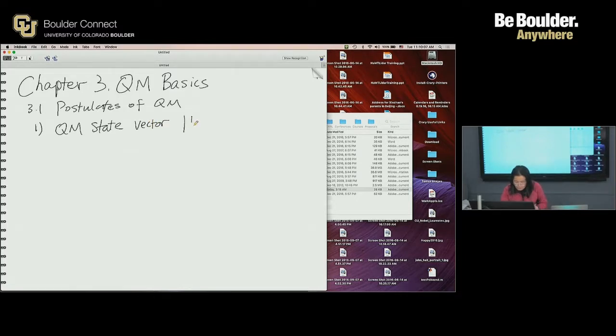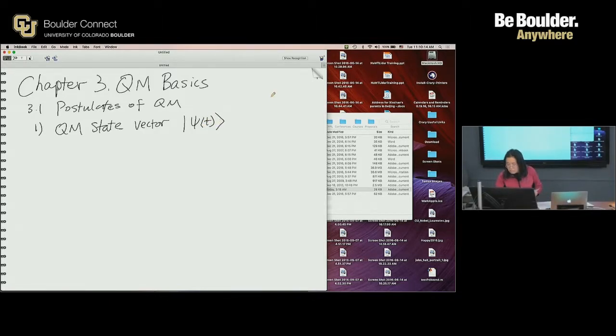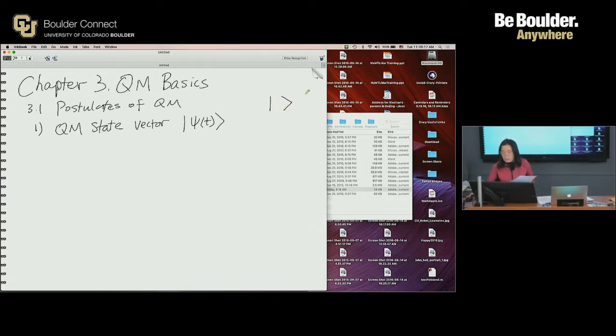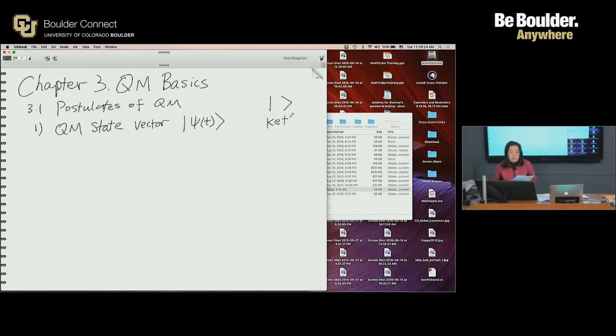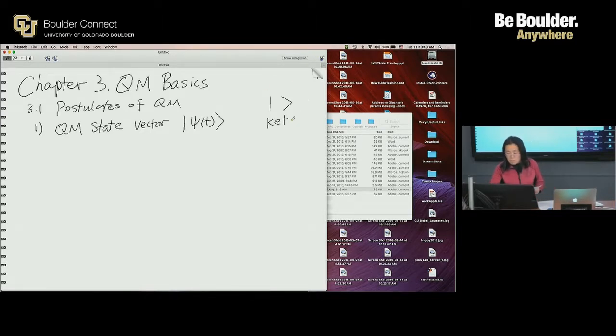You can write it as |ψ(t)⟩, with this symbol Dirac invented, called a ket. I will come back to talk about why he called it ket. Okay, so that's the first thing. Quantum state vector is given by |ψ(t)⟩. Is this pronounced psi? Psi. Yeah. Sometimes you can just write this ket vector. So this is the first thing. After I write a few things, I will give you an example about this.